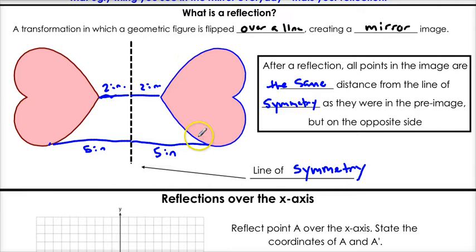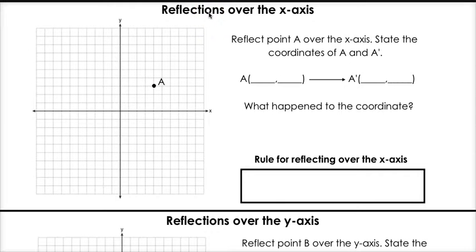Got it? All right, so we're going to do a reflection over the x-axis. What we're going to do here is reflect point A over the x-axis. We're going to state the coordinates of A and A prime. So where is that pesky x-axis? Well, that would be right over here. This is our x-axis. You can see that's our x-axis.